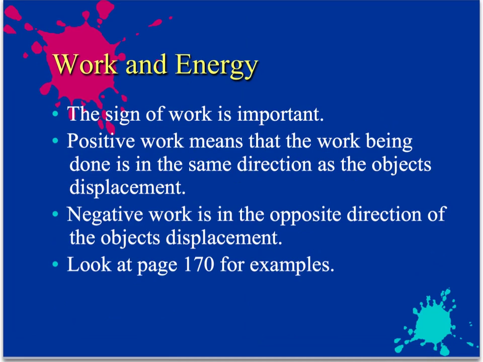Alright. The sign for work is important also. You can have positive work and negative work. 99% of the time we're going to be working with positive work. Positive work means that the work being done is in the same direction as the object's displacement. I apply a force to something, and that force moves the object in the direction that the force is going. In this class, this is pretty much all you're going to see. Negative work is in the opposite direction of the object's displacement. If you look on page 170 of your textbook, they will show you examples of this.